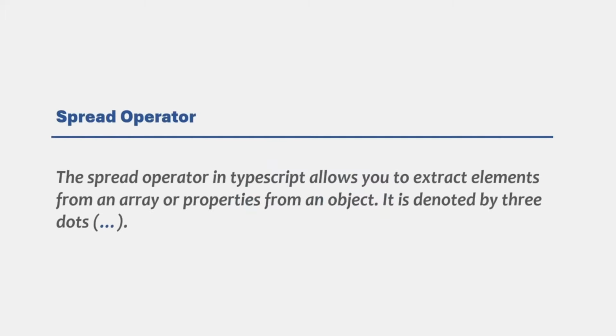We learned about array and object destructuring in the last couple of lectures. Now in this lecture, we are going to talk about another special operator which was introduced in ES6, and that is called the spread operator. Basically, the spread operator allows us to extract elements from an array or properties from an object, and it is denoted by three dots. Let's try to understand the spread operator with a simple example.